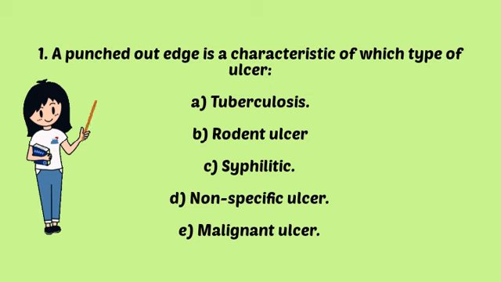On the basis of edge, it is classified as sloping edge, seen in healing ulcer; punched-out edge, seen in syphilitic ulcer and deep tropical ulcer; undermined edge, seen in tuberculosis; raised edge, seen in rodent ulcer; rolled-out edge, seen in squamous cell carcinoma. So option C is correct.